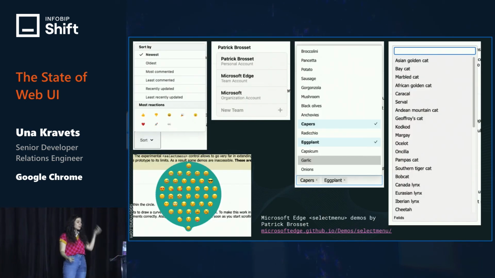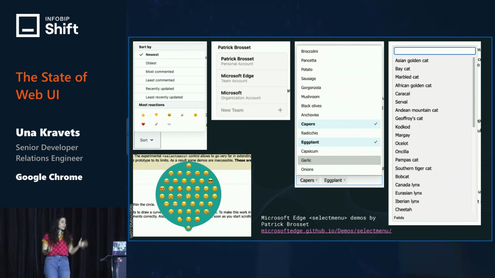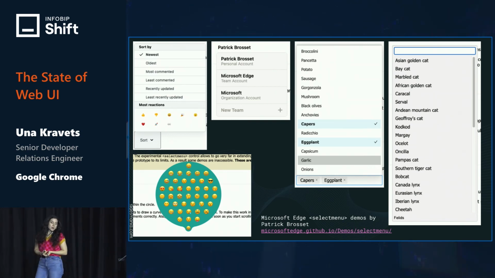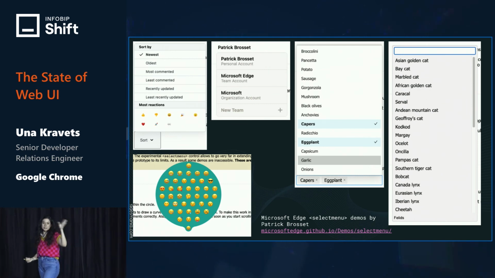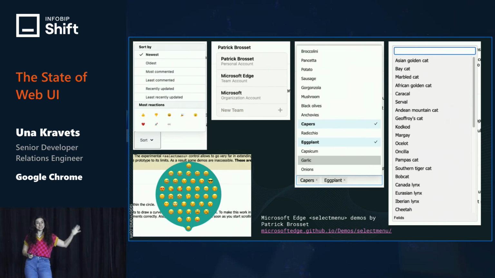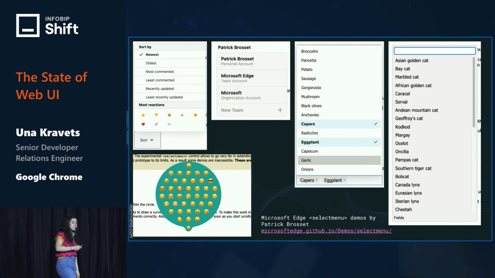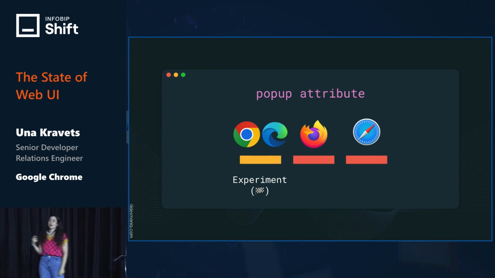There's even more demos on this website from Patrick Brossett of Microsoft Edge, where he creates an emoji picker, a drop-down with a title and some sub-content, a multi-select, a searchable menu. So this is just everywhere in our UIs, and now with the select menu API, we should be able to build these a little bit more easily without having to recreate the web every single time. And that brings me to the pop-up attribute.